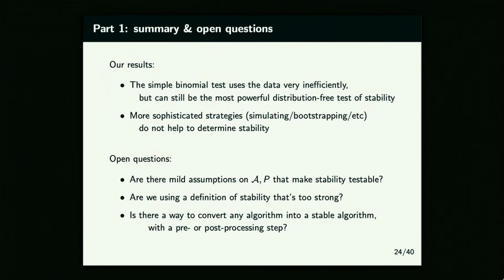So first of all, we don't believe that algorithms are arbitrarily bad. Maybe they're super complex, but they still are doing something sensible. So what are some mild assumptions that would make stability testable? I have no idea, but I think this is a really important question to try to understand: what are the mildest assumptions that would make this issue go away?